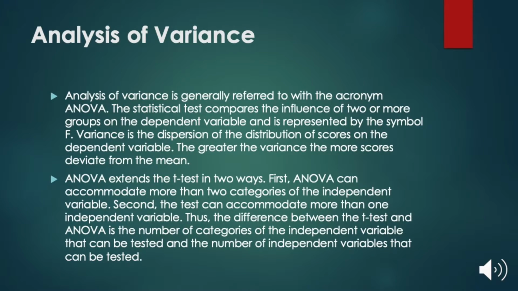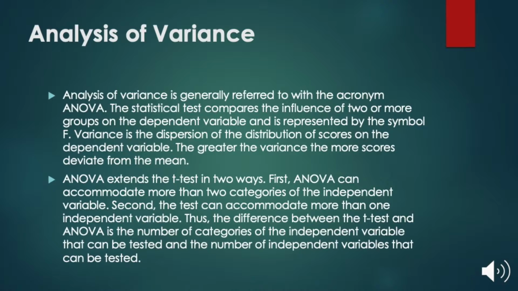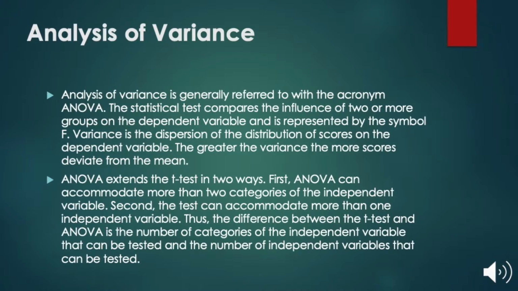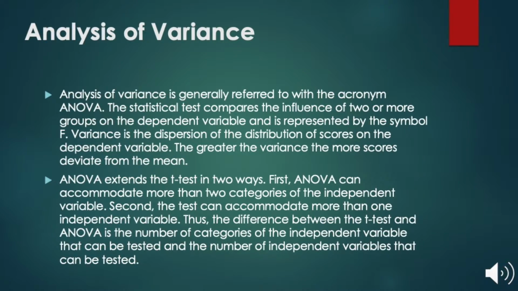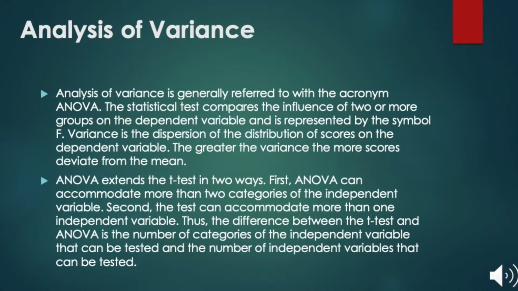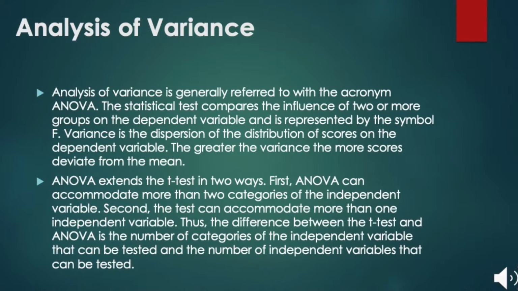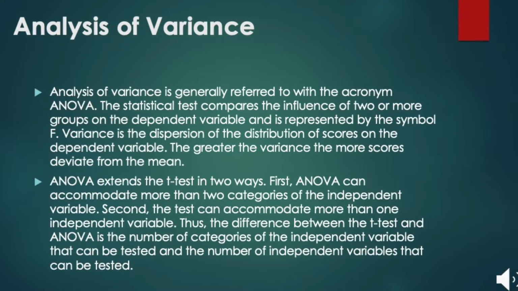Analysis of variance. Analysis of variance is generally referred to by the acronym ANOVA. The statistical test compares the influence of two or more groups on the dependent variable and is represented by the symbol F. Variance is the dispersion of the distribution of scores on the dependent variable. The greater the variance, the more scores deviate from the mean.